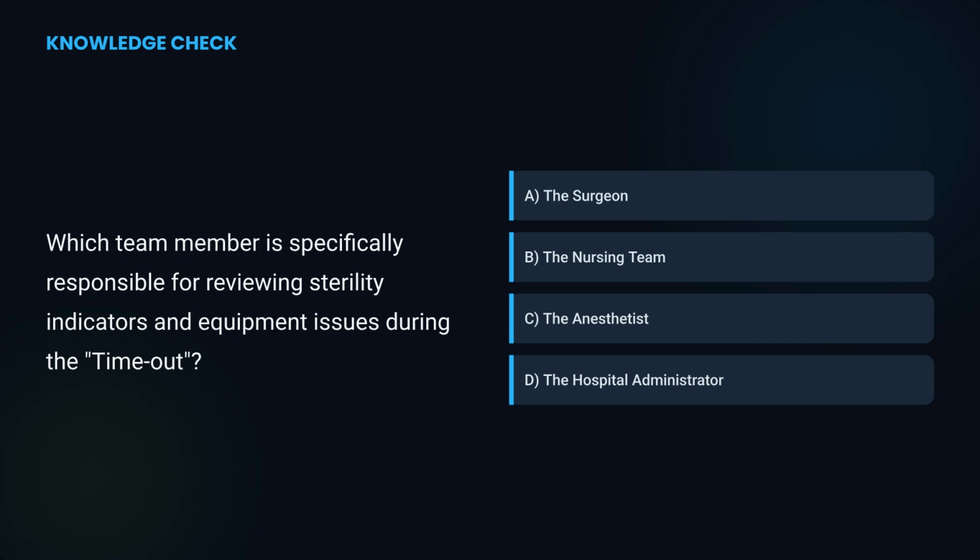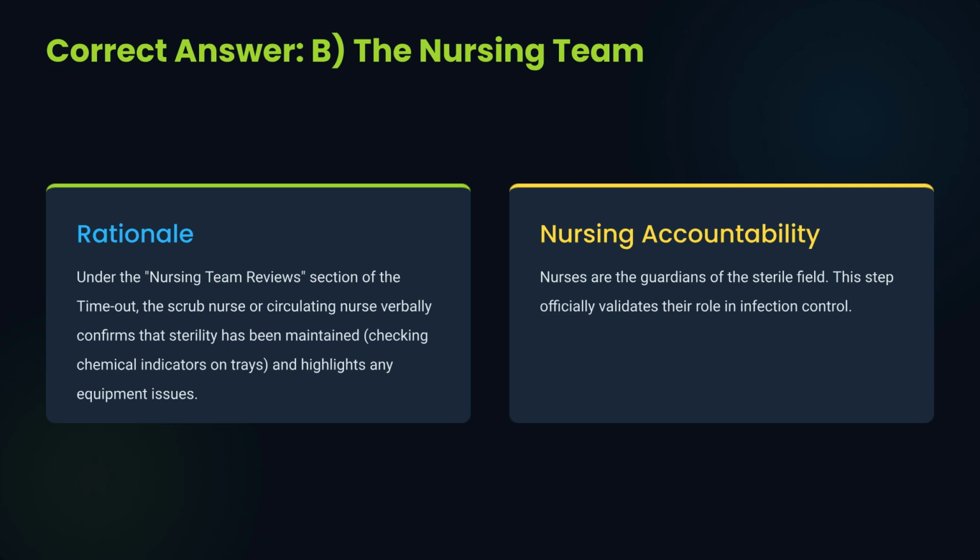Which team member is specifically responsible for reviewing sterility indicators and equipment issues during the timeout? The correct answer is B, the nursing team. The scrub nurse or circulating nurse confirms sterility and highlights equipment issues, upholding their role as guardians of the sterile field.